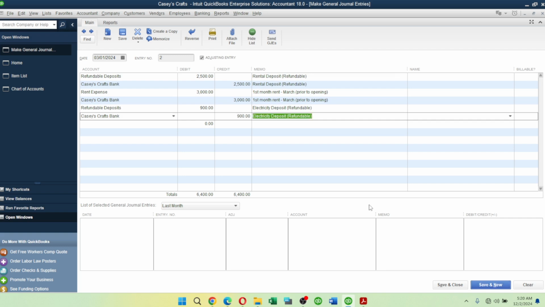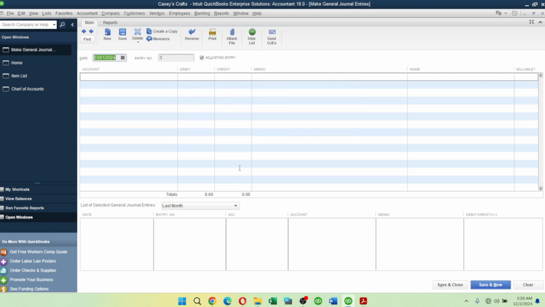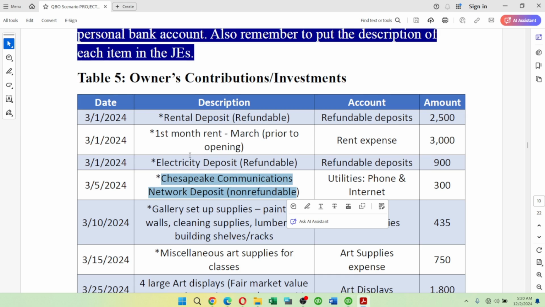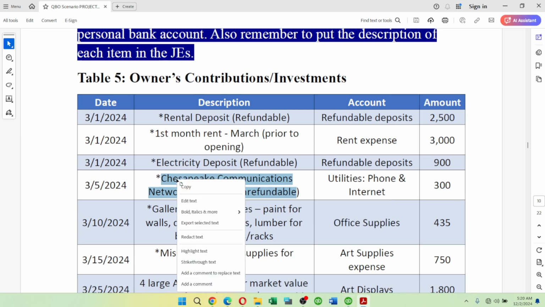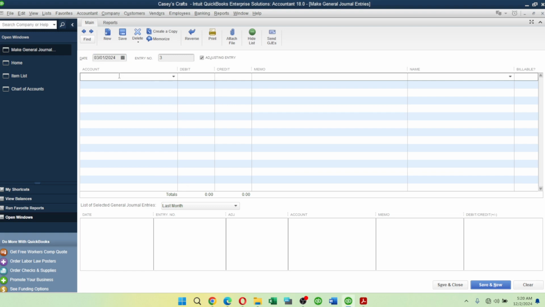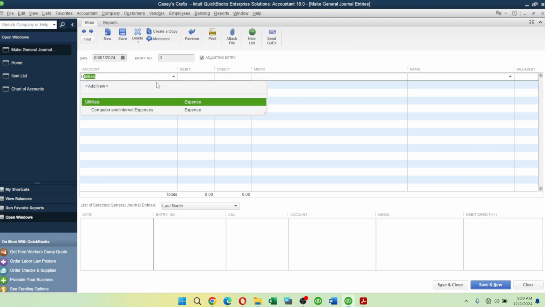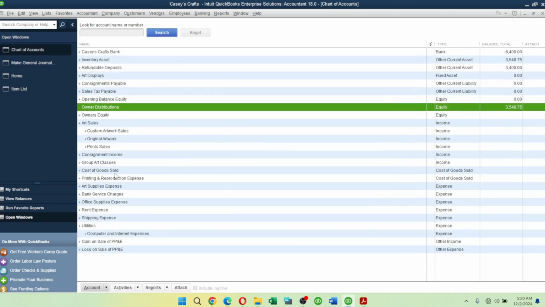Once you do that, you click new. I haven't done that, so let's add this, this is 5th of March. So this is going to utility. Okay, we have utility, phones and internet. We have utility account, phones and internet. We'll go back and edit this account quickly before we continue.